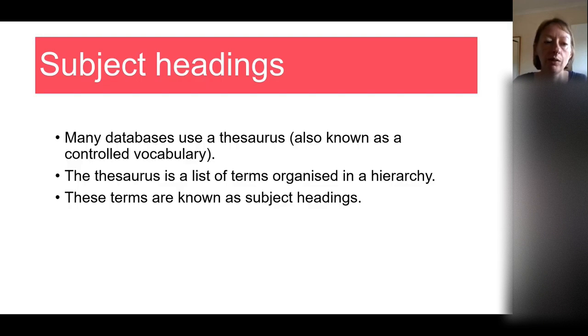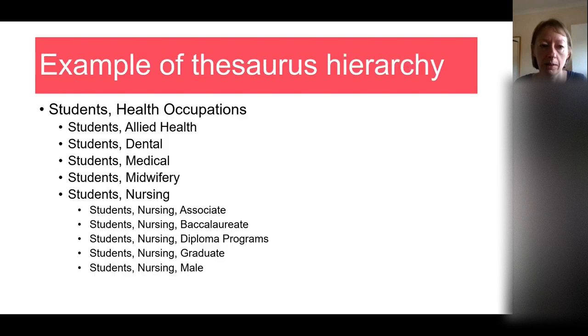Okay, so within databases, there are subject headings, and these are commonly known as MeSH. MeSH is an overarching term that's sometimes used, but it stands for Medical Subject Heading, and they're common within healthcare databases. The MeSH actually belong to PubMed. CINAHL has its own. Scopus doesn't have a thesaurus, but the thesaurus is just the term for this way of controlling the vocabulary, and they're organized in a hierarchy, which I'll show you in a second, and they're just generally known as subject terms or subject headings.